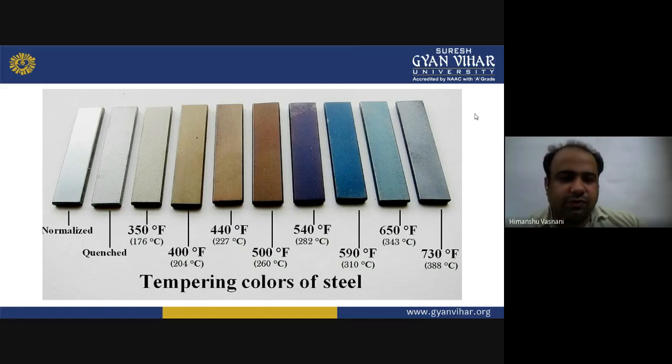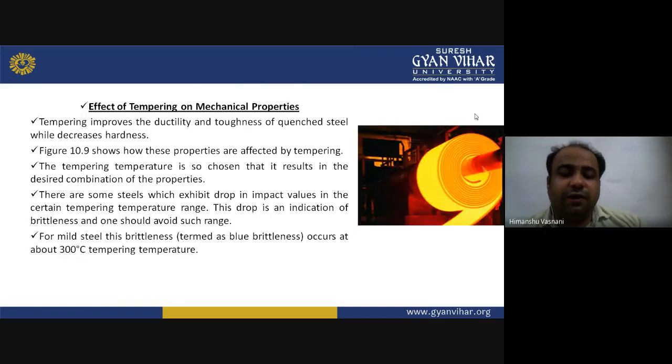Here you can also see the effect of tempering on mechanical properties. Now this is really important. Tempering improves the ductility and toughness of a quenched steel while decreasing hardness. I'll show you the figure that shows how these properties are affected by tempering, but before that, let me read it. The tempering temperature is so chosen that it results in the desired combination of properties.